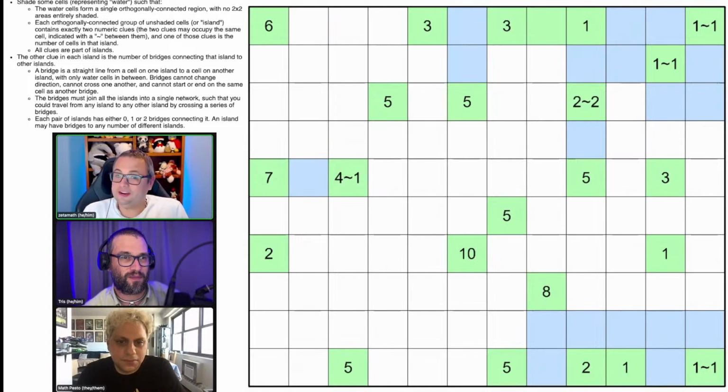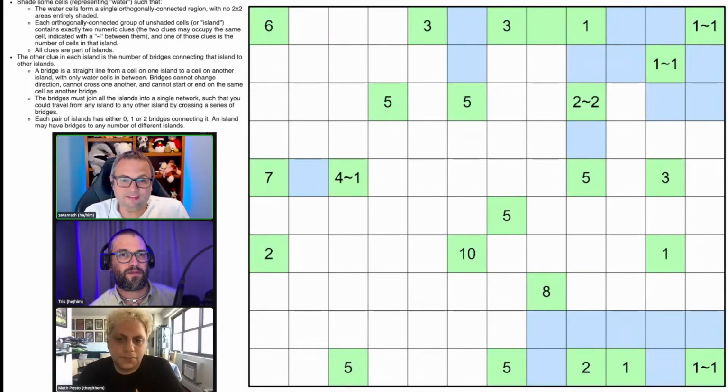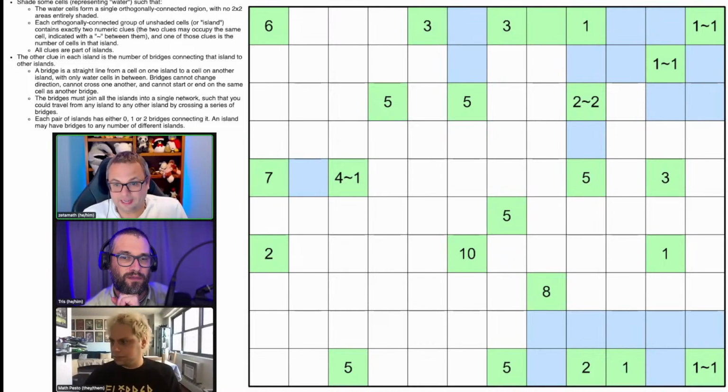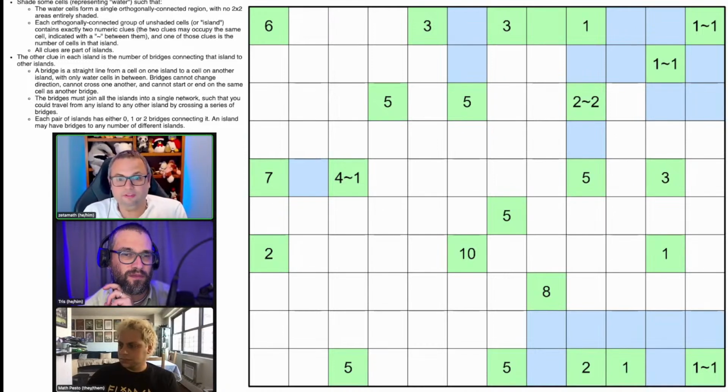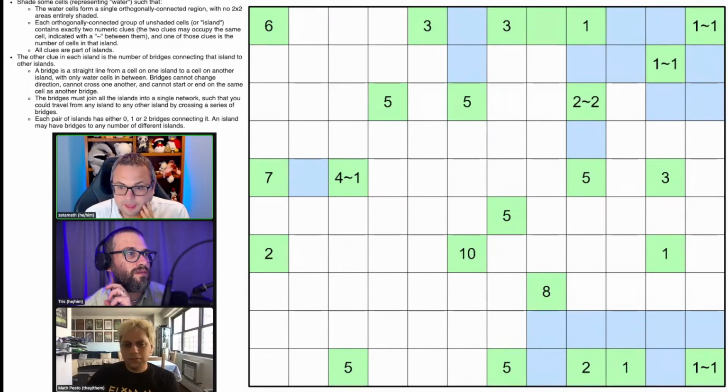The other clue in each island is the number of bridges connecting that island to other islands. A bridge is a straight line from a cell on one island to a cell on another island with only water cells in between. Bridges cannot change direction, cannot cross one another, and cannot start or end on the same cell as another bridge. Each pair of islands has 0, 1, or 2 bridges connecting it. An island may have bridges to any number of different islands. The bridges must join all the islands into a single network so you could travel from any island to another island by crossing a series of bridges.